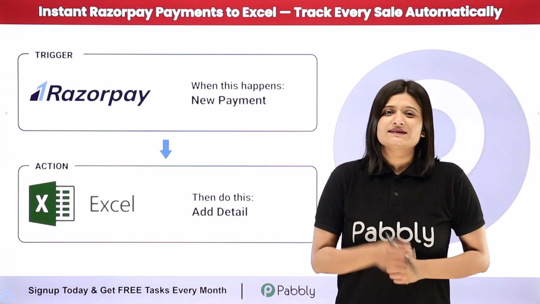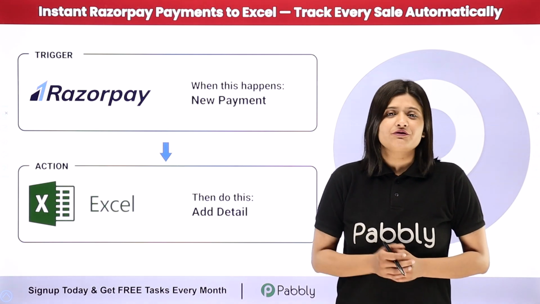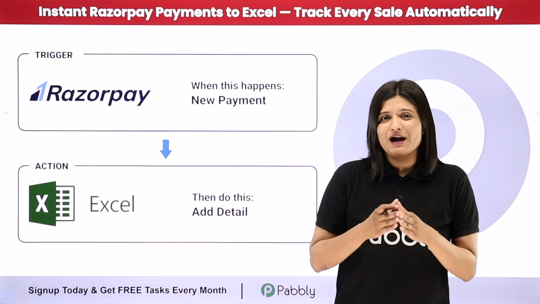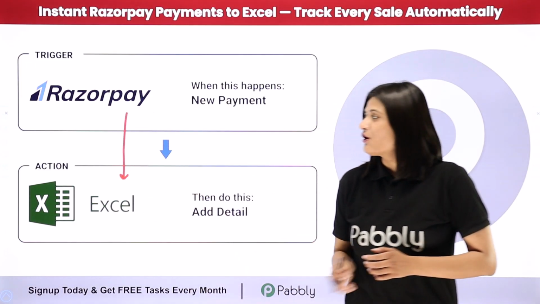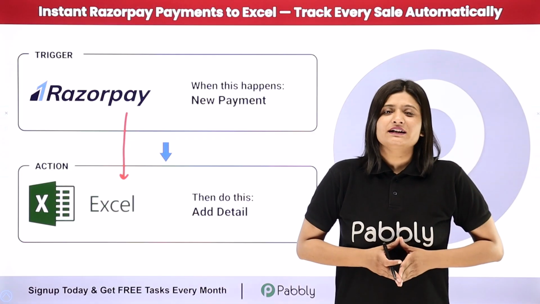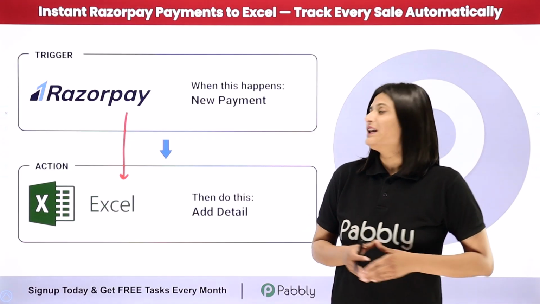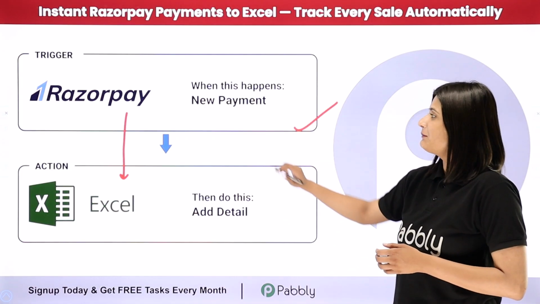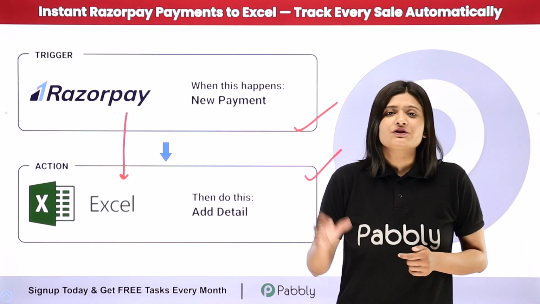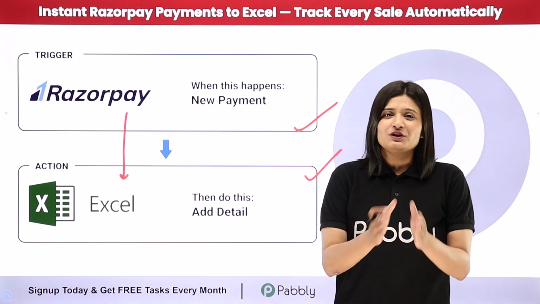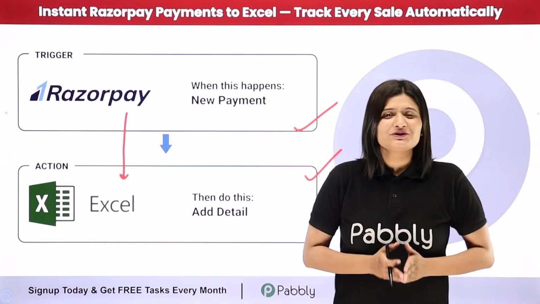So Pabbly Connect is an amazing automation and integration software which requires no coding or programming skills. Here I just need to build a connection between Razorpay and Microsoft Excel. With the help of Pabbly Connect, I'm going to build this connection in such a manner that whenever I receive a new payment from Razorpay, I'm automatically going to add all the details in my Microsoft Excel workbook. Now if you want to learn the step-by-step process, then let me take you all to my screen.